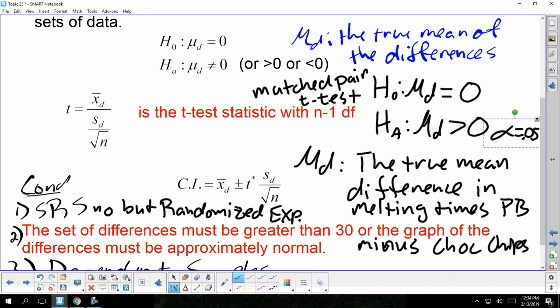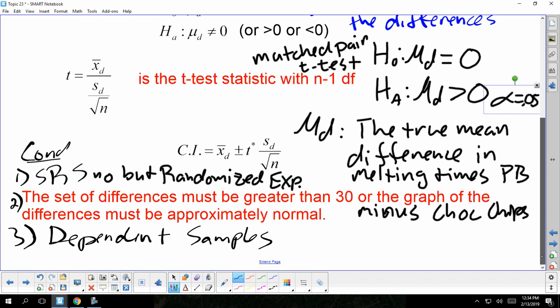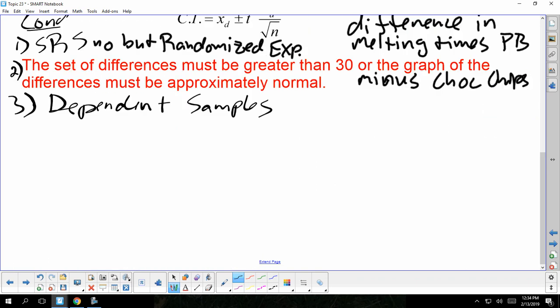And the set of differences must be greater than 30, or the graph of the differences must be approximately normal. So now it's not 20 plus 20 is 40, which is greater than 30. It's the set of differences. So our sample size is just the number of differences. In this case, we only had 20. So I'm going to go ahead and look at a graphical display. We already said these were dependent samples.